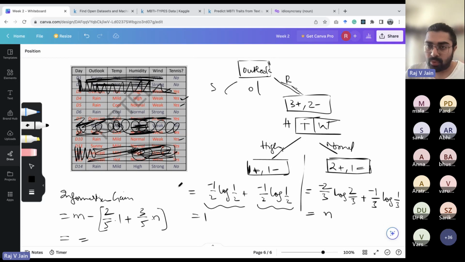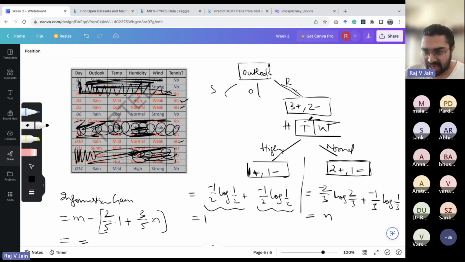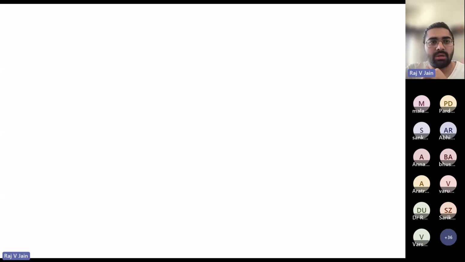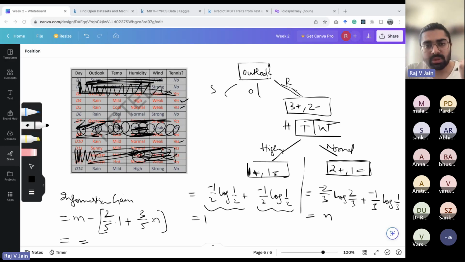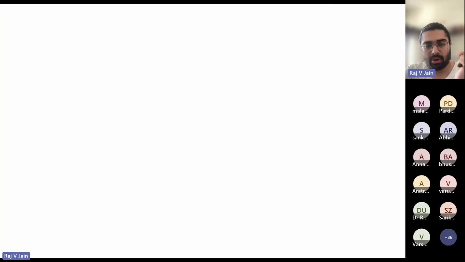Now you will repeat the same procedure when I take temperature, and when I take wind. Among these three, you will choose the one which has the highest information gain. Is this clear? Hopefully this gives you a sense of how to calculate entropies, how to calculate the information gain, and how to choose a feature to split upon. Any other doubts or questions?